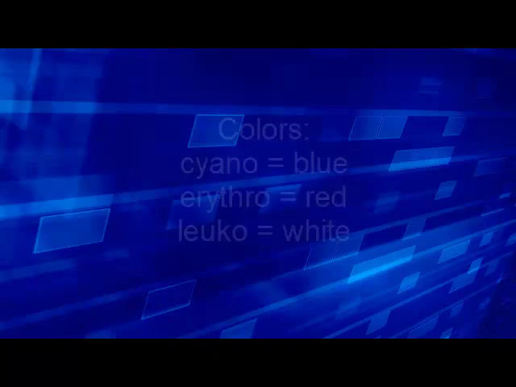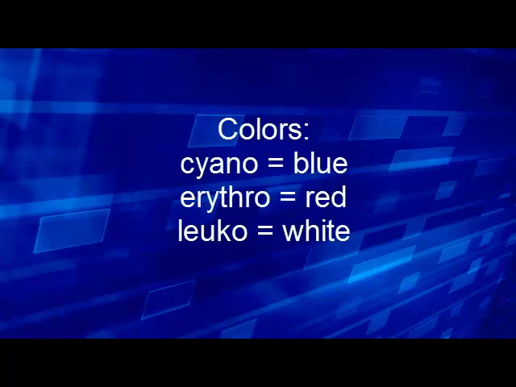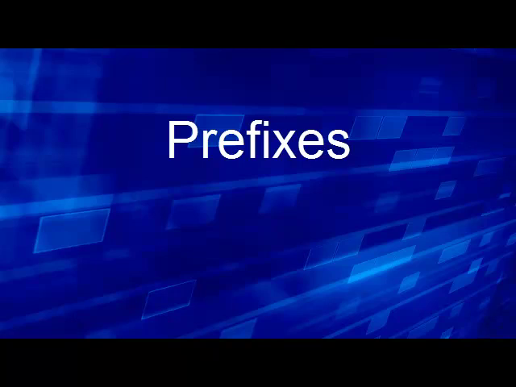We have root words that can mean a couple of different things. Colors, for example, over here. Cyano means blue. Erythro means red. Leuco means white. So prefixes are just word parts that we put on the front of a word.